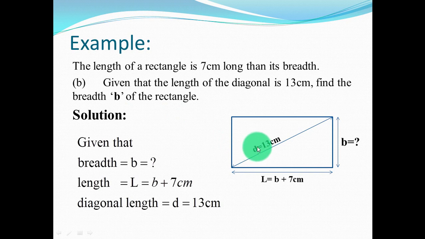Here it is given that the length of the rectangle is 13 centimeters, and we need to find b. Let the breadth be denoted by b. The length is breadth plus 7 centimeters, and the diagonal is also given; you can see here it is 13 centimeters.